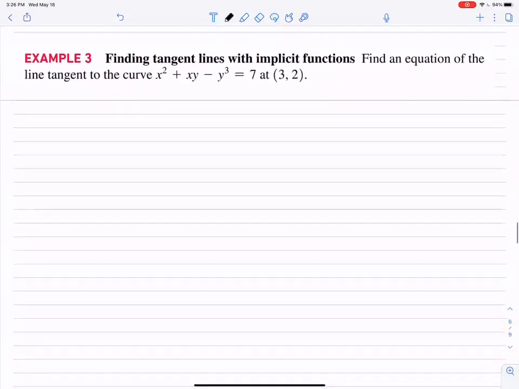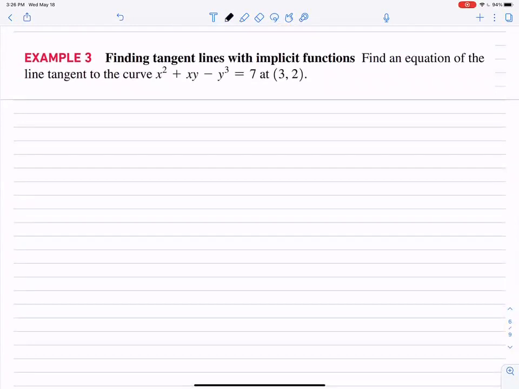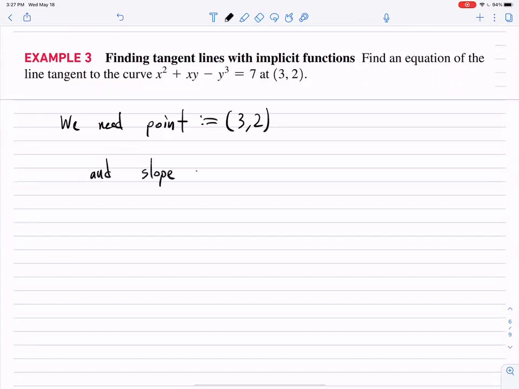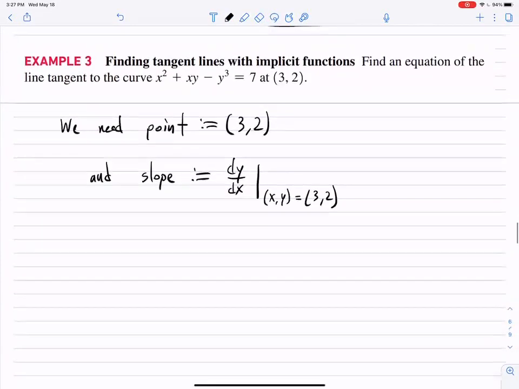So finding tangent lines with implicit functions: find an equation of the line tangent to the curve at the point. And so we need a point, which they give us, is 3, 2, and a slope, which is going to be the derivative with respect to x, dy dx, evaluated at the point 3, 2. So maybe I should say x comma y equals 3, 2, right? And so how can we do that? Well, let's find dy dx.